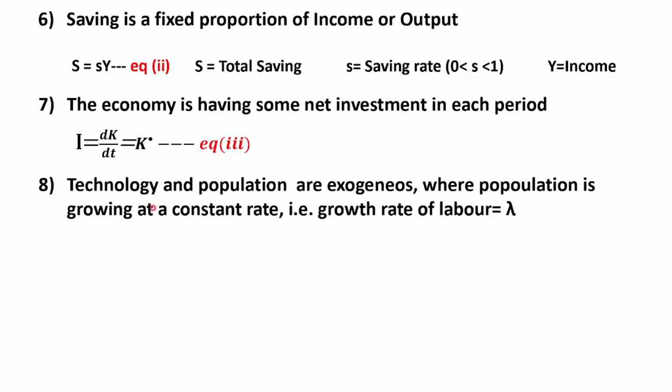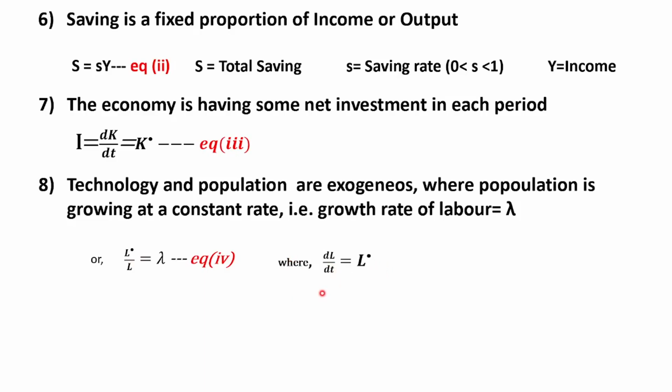Okay, now let's go to the eighth assumption. It states that technology and population are exogenous. That means they are determined externally, where population is growing at a constant rate, that is the growth rate of labor, which is denoted by lambda. So the labor growth rate is L dot by L, where L dot means change in population or change in labor with respect to time, and L means last year's population or last year's labor. So after computation we get the growth rate of labor, where dL upon dt means change in labor with respect to time.